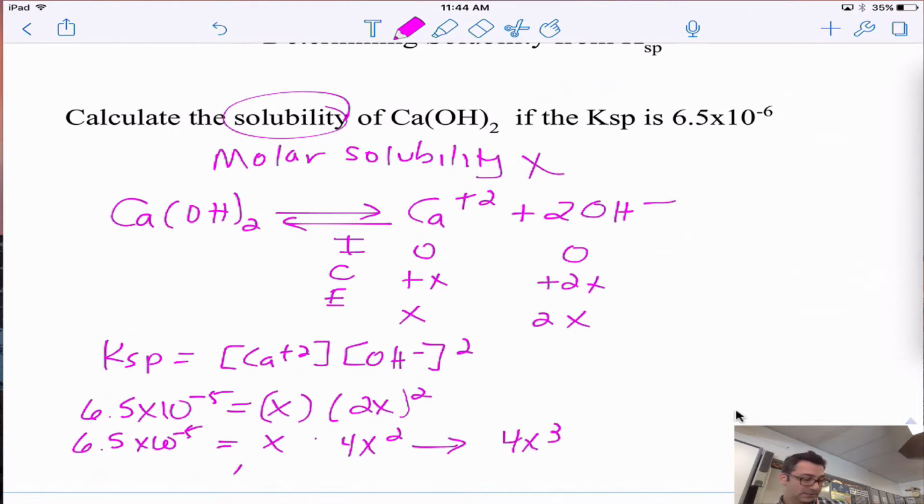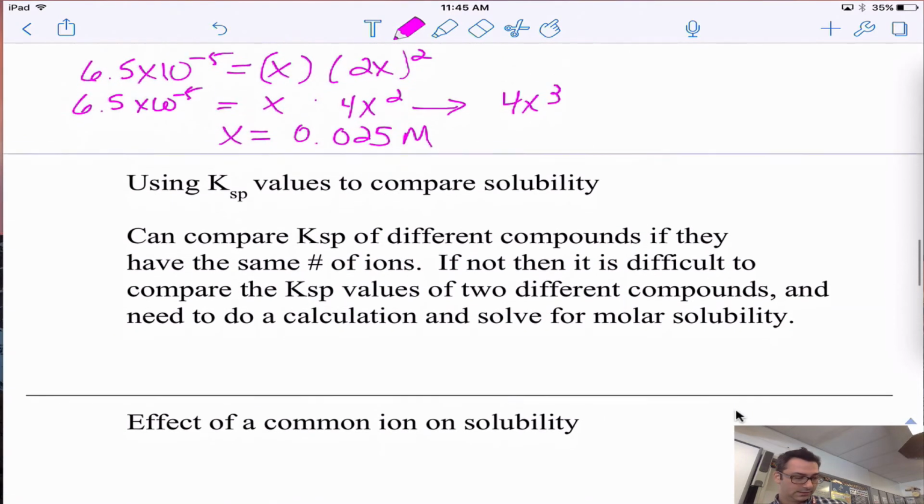And so now we can go ahead and solve for x. So first I would divide the value by 4. So I would take my 6.5 times 10 to the negative 5th, and then I would divide it by 4. And then I would cube root that. And I would get that the molarity would be 0.025 molar. Now that's my value of x. If they asked you specifically, what's the value of OH minus, that's 2x, and you have to be careful and read really into it what they want you to do.